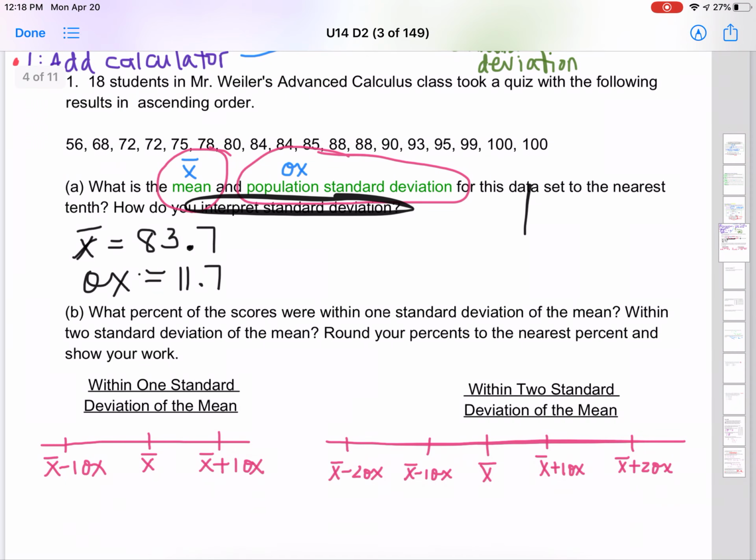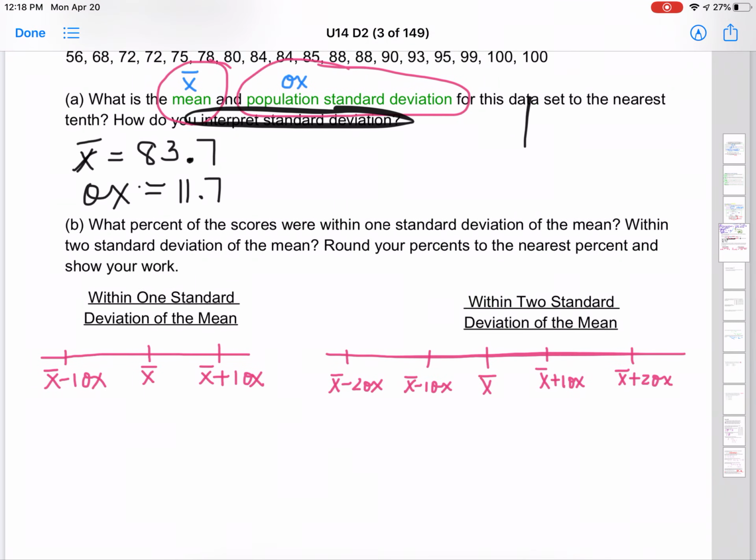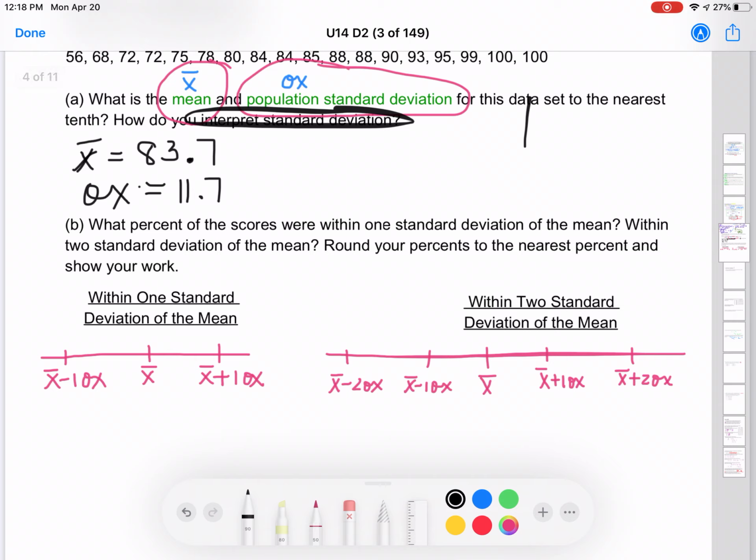Okay. Now let's look at this. I just drew this out ahead of time because it's easier for me to be a little bit neater. It says, what percent, so we have to be careful, we're going to give our answer as a percent, what percent of the scores were within one standard deviation of the mean? All right, so here's what we're going to do. We're going to take this information and plot it. So X bar is 83.7. I just rounded that. They would tell you what to round to.